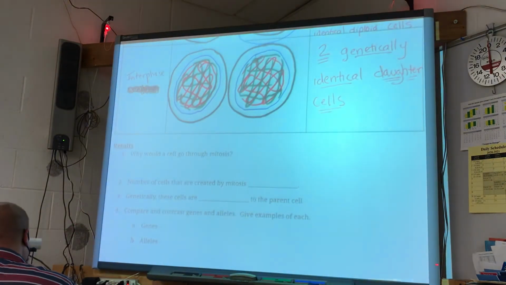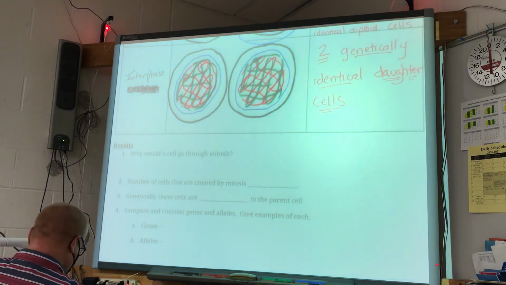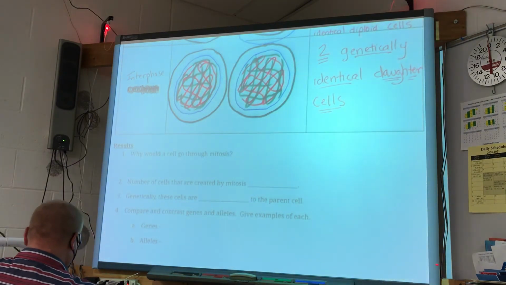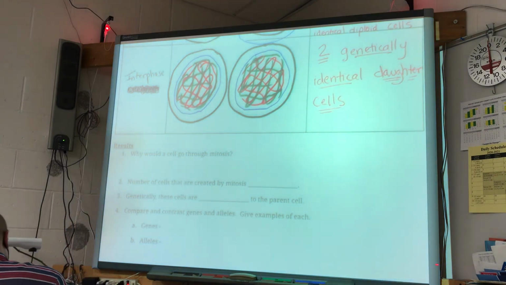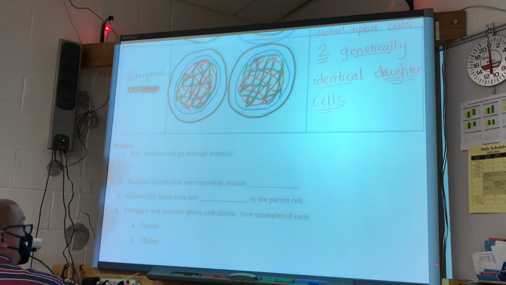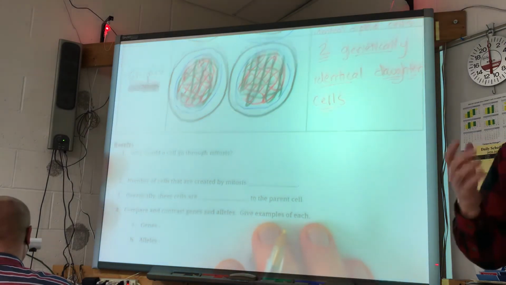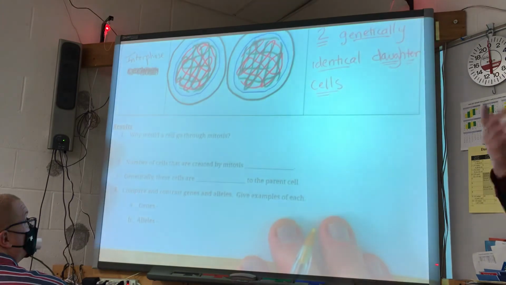Okay. So why does a cell go through mitosis? We're asking, why does a cell go through the cell cycle? Because it wants more spaghetti. No. Doesn't want more spaghetti. Okay. Why does a cell go through the cell cycle? Why does a cell go through mitosis, which is part of the cell cycle?